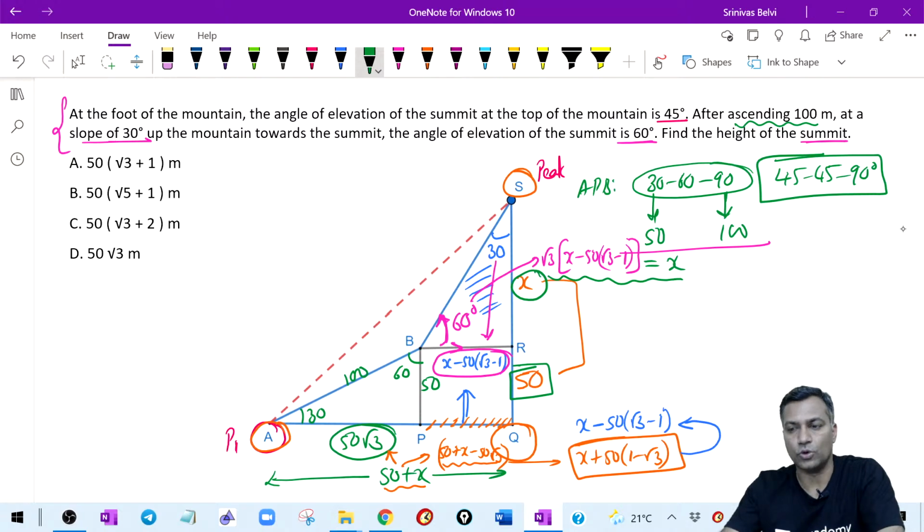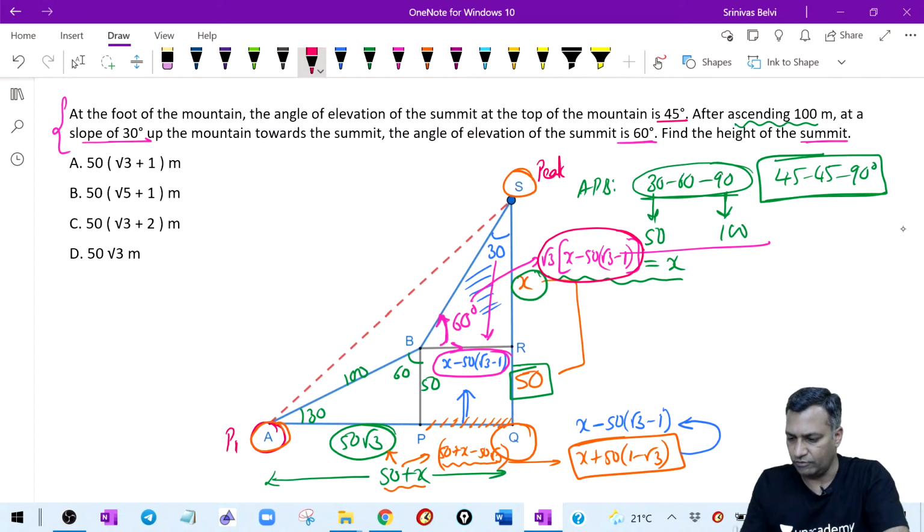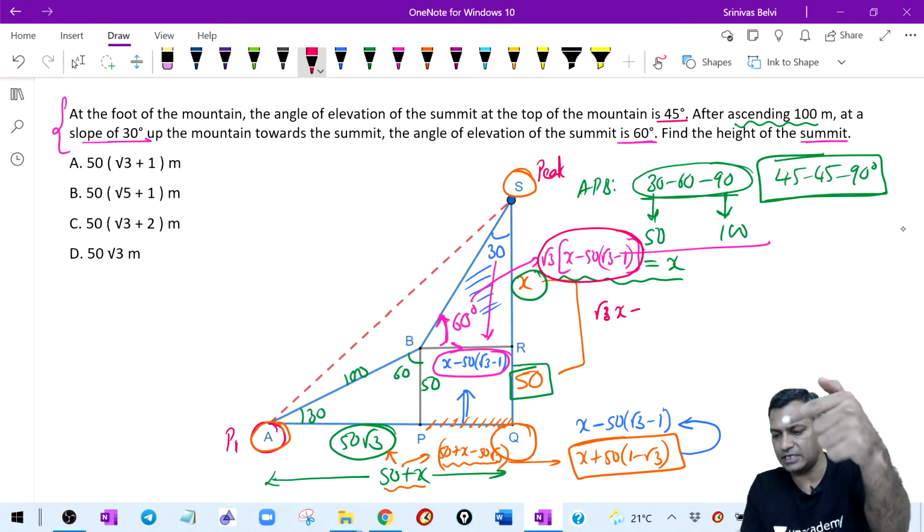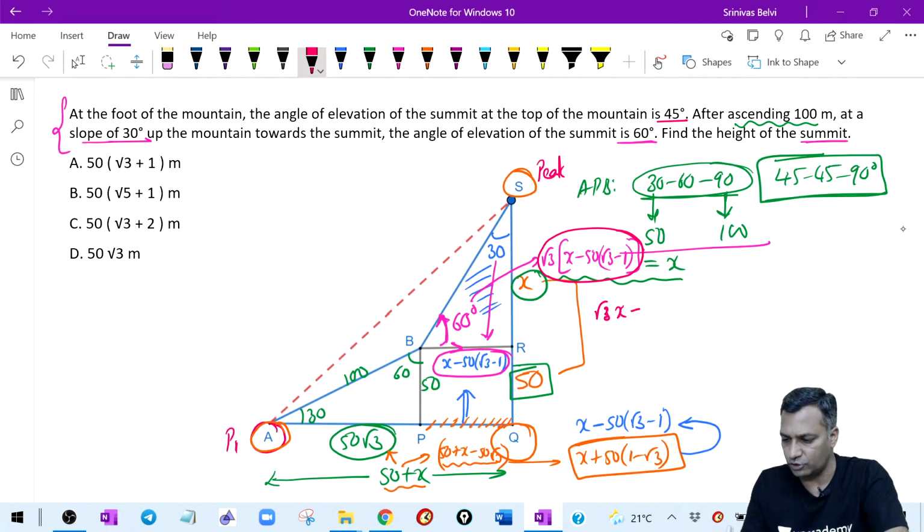Yeah, cool. Otherwise, once you draw the schematic diagram, it simply boils down to 30, 60, 90 or 45, 45, 90. Simplifying this is no big deal. We can write this as root 3 times of X minus 50 times of root 3, which is nothing but 150 minus 150 plus, you can also write this as 50 root 3 is also equal to X.